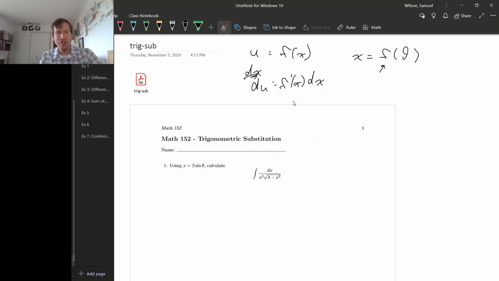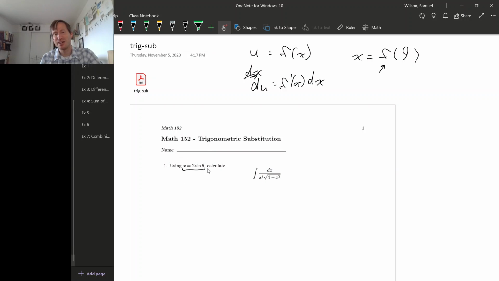Okay, hopefully you've worked on number 1 on your own. So let's work it out together. Here I'm just suggesting that you use this substitution. So x is 2 times sine of theta. And this isn't an arbitrary choice. So the reason why you might have the idea to use this sort of substitution is the tricky part of this integral is the square root of 4 minus x squared, right?